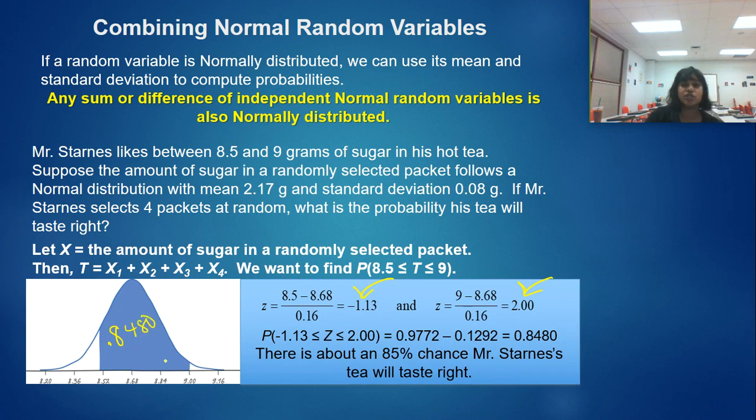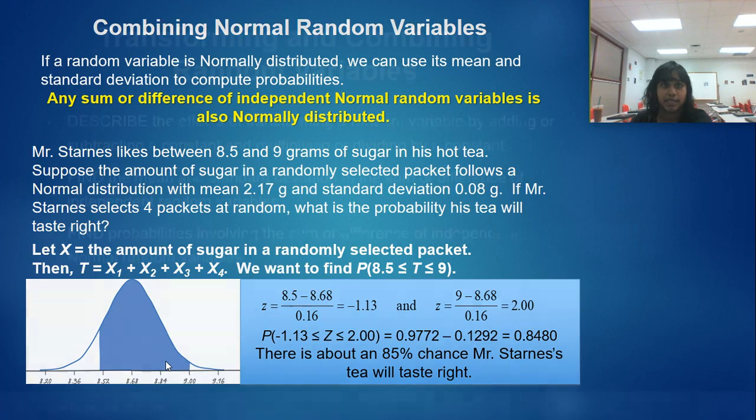So if I convert that to a percentage, then it's either 84.8 or an 85% chance that 4 randomly selected packets will make Mr. Starnes' tea taste just right. Or there's an 85% chance that if I select 4 packets at random, his tea will taste right because it will be between 8.5 and 9 grams of sugar. Kind of however you want to wrap up on that. The only thing that's kind of missing from this sentence is that they were randomly selected packets.